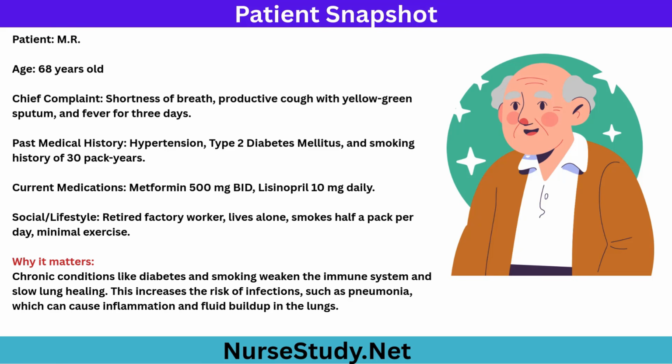Current medications: metformin 500 milligrams twice a day, lisinopril 10 milligrams daily. Social lifestyle: retired factory worker, single, smokes 1/2 pack per day, minimal exercise. Why it matters: chronic conditions like diabetes and smoking weaken the immune system and slow lung healing. This increases the risk of infections such as pneumonia, which causes inflammation and fluid buildup in the lungs.